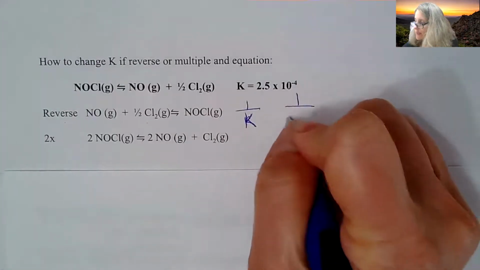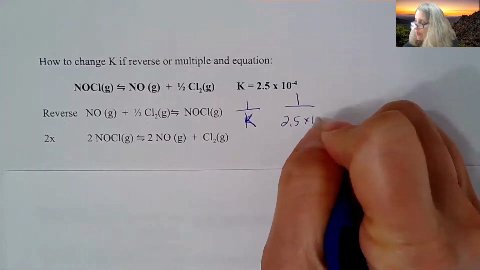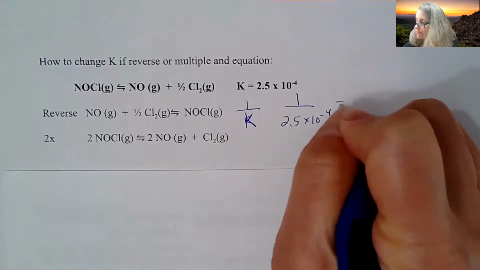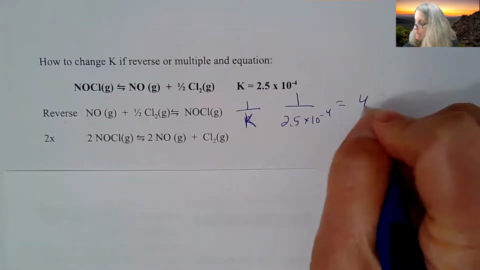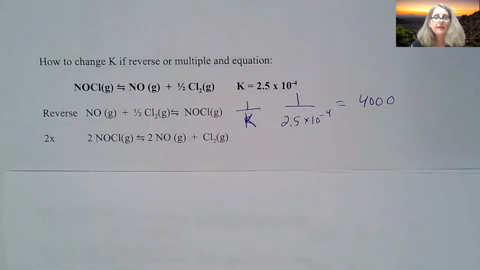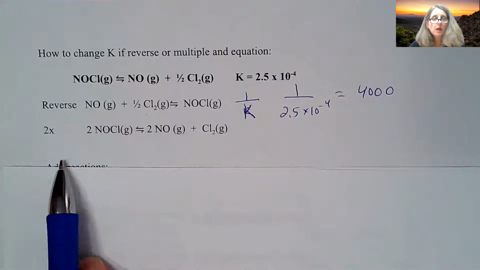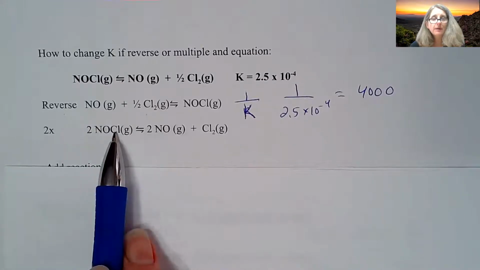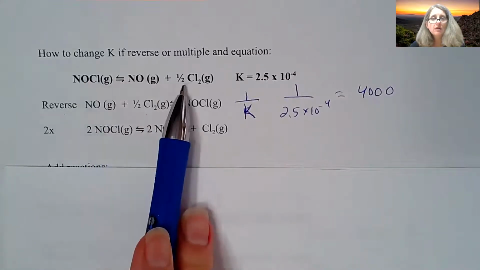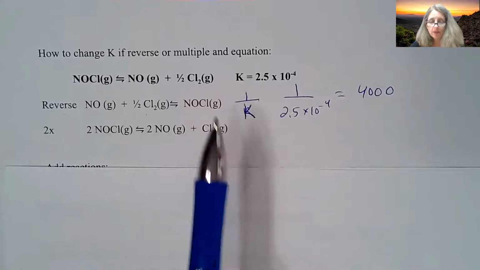Okay, so mathematically, I'm going to take the inverse of 2.5 times 10 to the negative 4. So it comes out to be about 4,000 for that K value, for that reversed reaction. Well, what happens if I multiply everything by 2? So again, you're just going to change the stoichiometry. Well, what's going to happen to the K?